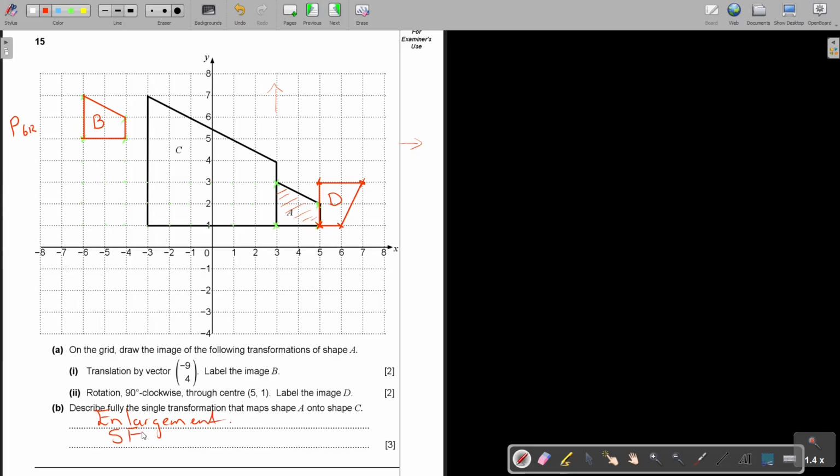So, take a side on the image and count the blocks. 1, 2, 3, 4, 5, 6, and count 2. So 6 divided by 2, so it's a scale factor of 3. But now for this third point, you must write the center. And what is the center?